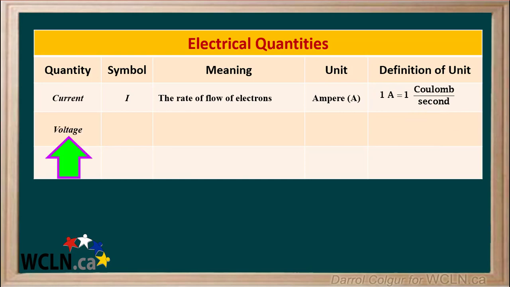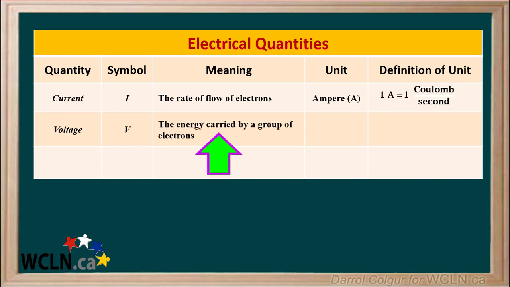Now we'll look at voltage. It is symbolized by a capital V. Voltage is the energy carried by the large group of electrons that we call a coulomb. Voltage is measured in units called volts, which is reasonable. 1 volt is defined as 1 joule per coulomb. With 1 volt, each coulomb of electrons carries 1 joule of energy.